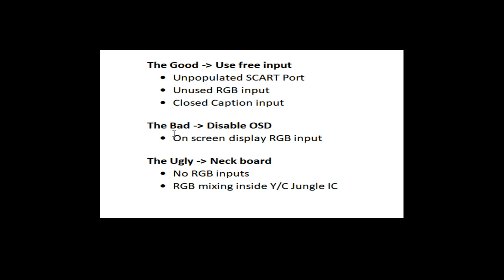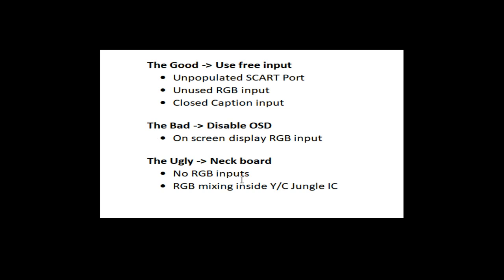Another perhaps less effective way of feeding the RGB signal into a TV would be through the on-screen display method. A lot of TVs have a separate circuit for on-screen display that outputs RGB and is then mixed inside of the YC Jungle chip as an overlay on the existing video or tuner output. So this will work just fine, and in fact I think this is how the majority of the TVs are modded. Now, the only problem is that once the on-screen display is disabled, it may have to be enabled again in order to make adjustments to the TV.